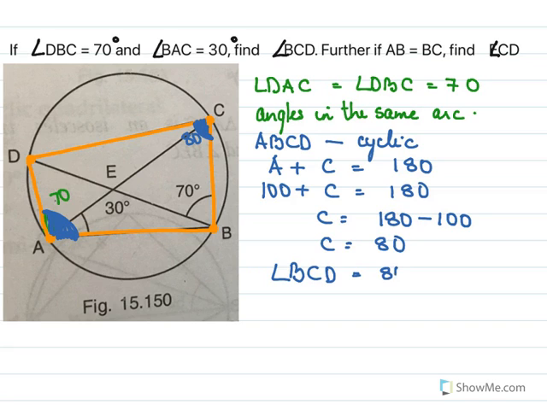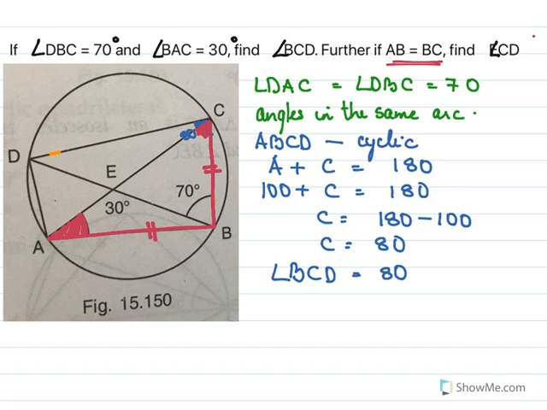BCD equal to 80. Now for the next part of the sum. The next part of the sum gives us AB equal to BC. So we have here BC is equal to AB. If AB equal to BC, the opposite angles will be equal, which means this angle 30 will also be equal to this angle 30.